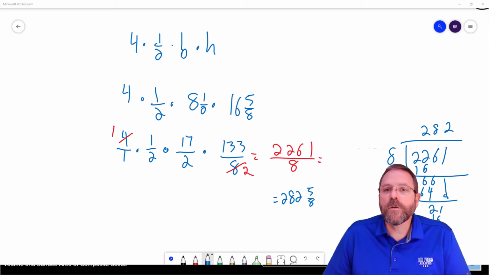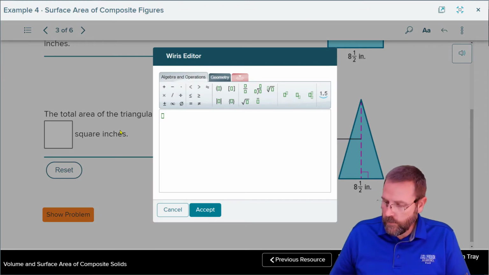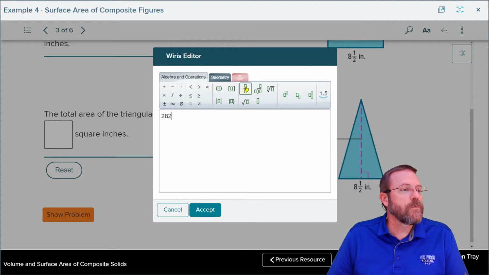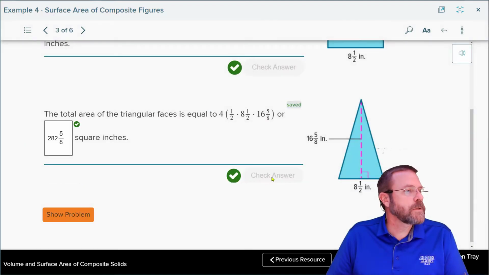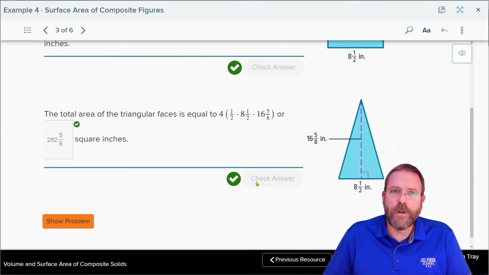Jump back over to here, put in what we got there. 282, fraction 5/8. Accept and check, and that part checked. Now we get to add it all up.